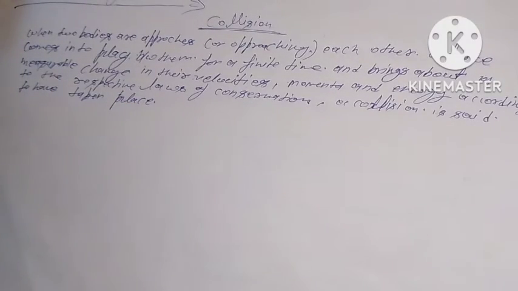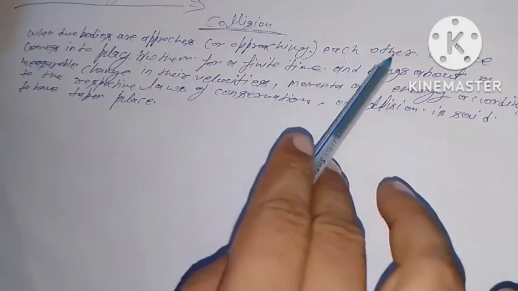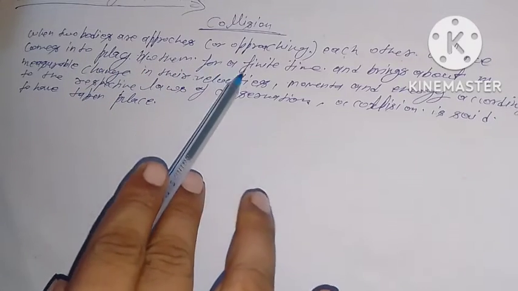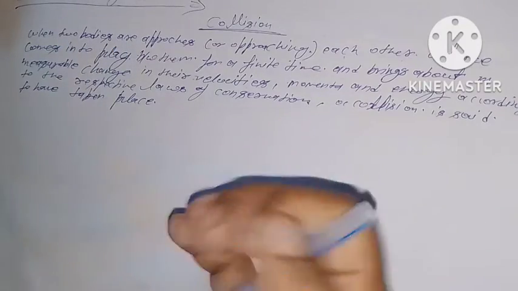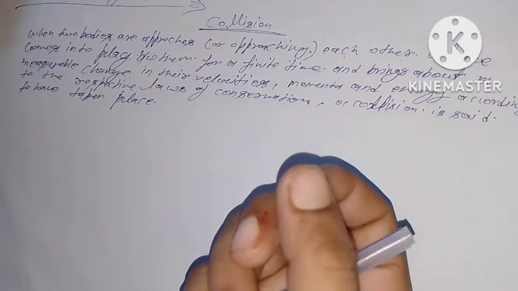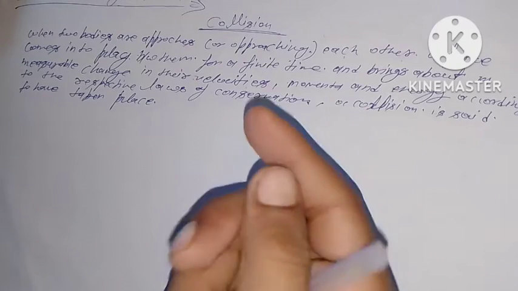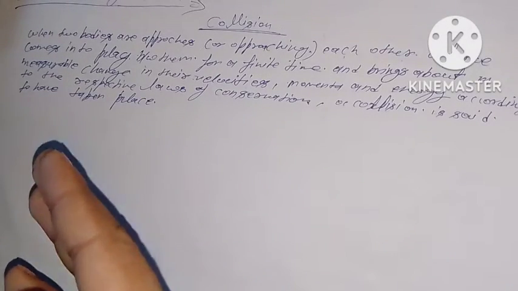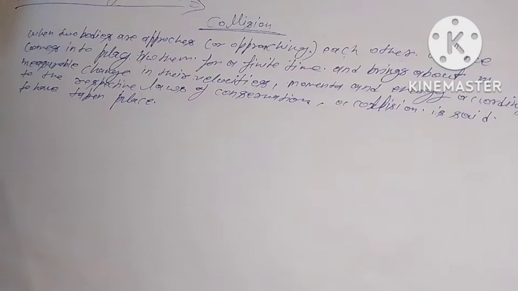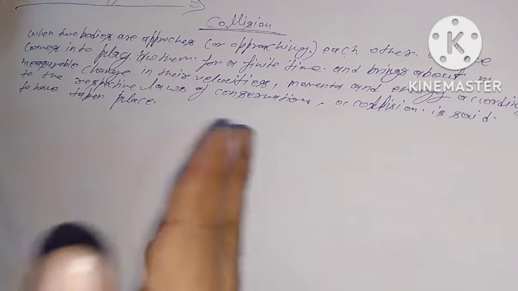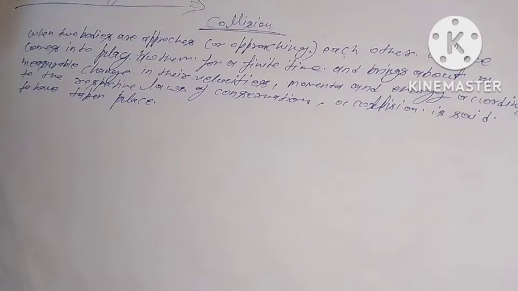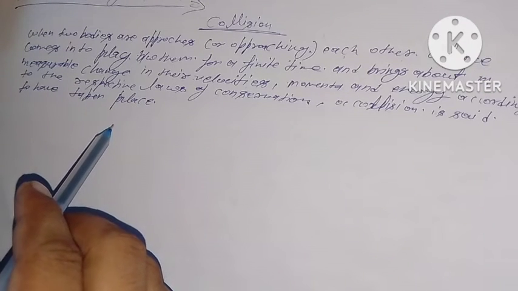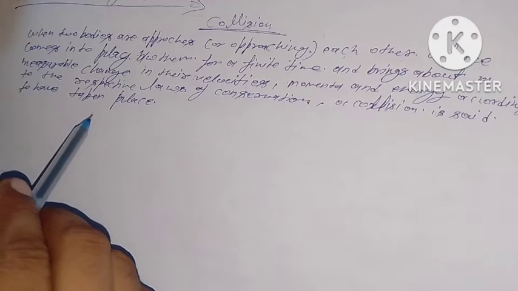When two bodies are approaching each other, a force comes into play between them for a finite time and brings about a measurable change in their velocities, momenta and energy according to the respective laws of conservation. A collision is said to have taken place.